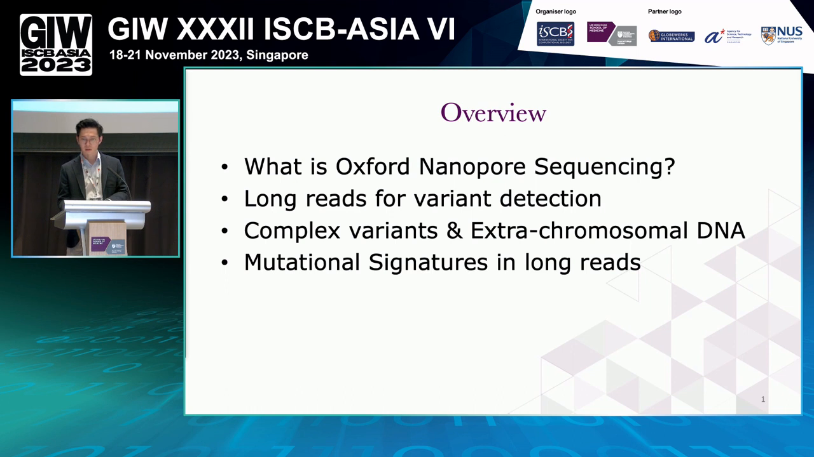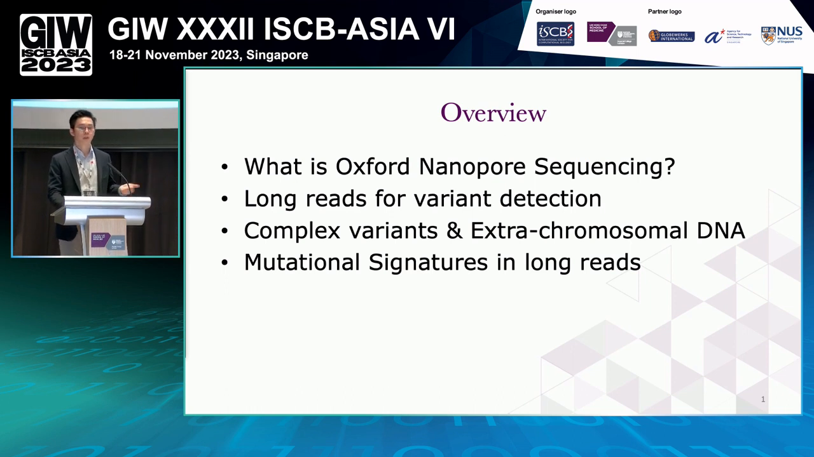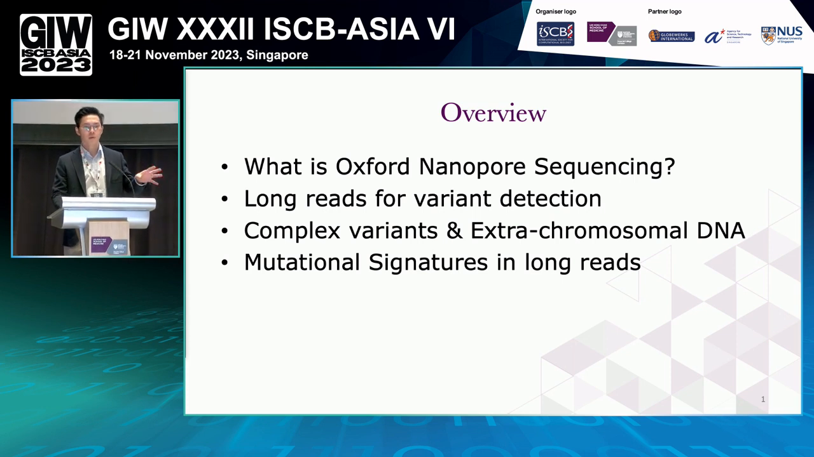Okay, so the overview for the talk is that I'll give an introduction on what Oxford Nanopore sequencing is, for anybody who's new to that. Essentially, the 3 points are to look at variant detection and complex variants, especially because I think it's a real strength of Oxford Nanopore sequencing. And lastly, this is the exciting bit for me, where we are looking at mutational signatures based on long-read sequencing, which is something really new that we are working on.